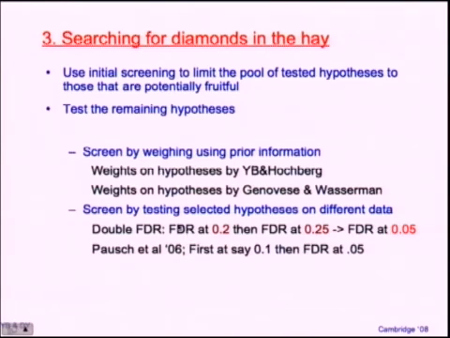The second idea is to screen by testing selected hypotheses on different data sets. So do the double FDR. Do an FDR selection at the level of 0.2 at the first screening. Then take only the hypotheses that passed this screen and do again an FDR selection at level 0.25. In fact, the combined study has FDR of the multiplication of the two. So you work here at 0.2, here at 0.25, and the FDR of the procedure is 0.05.